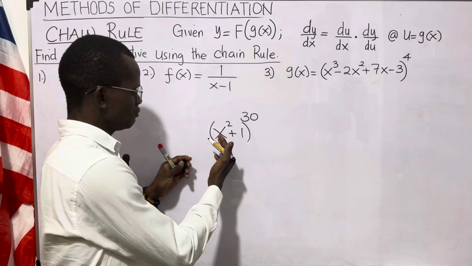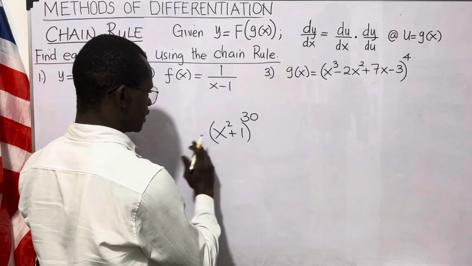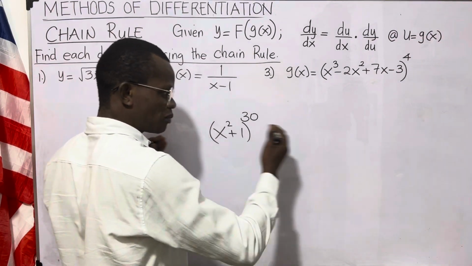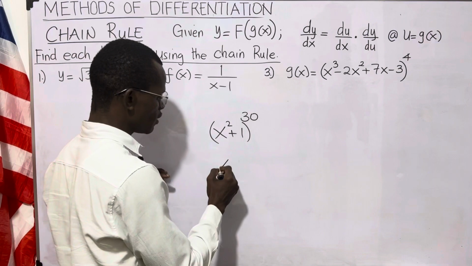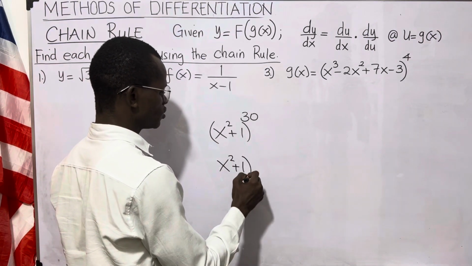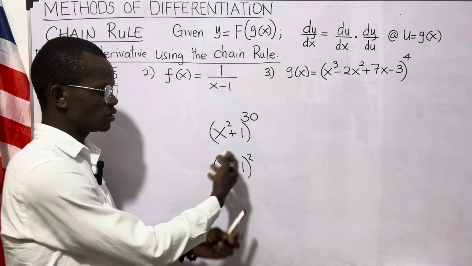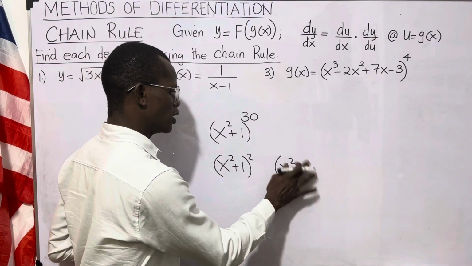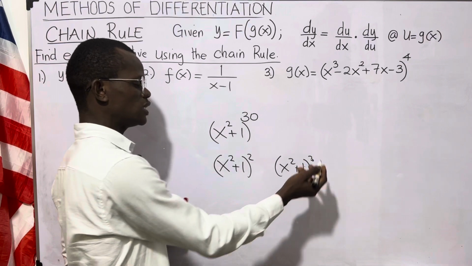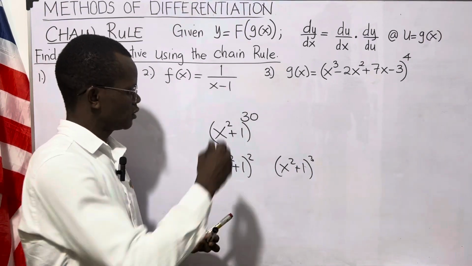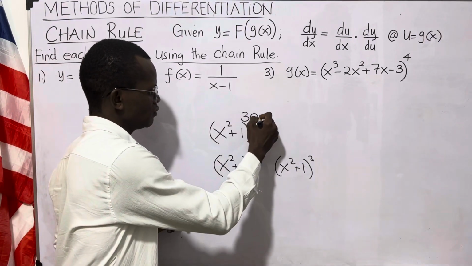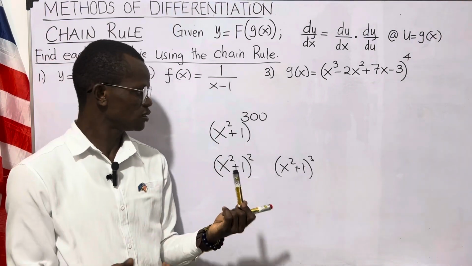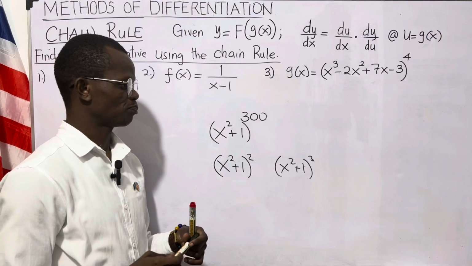We cannot just be expanding this thing, x squared plus 1 times x squared plus 1 times x squared plus 1, multiplying all of them like we would do if we have x squared plus 1 raised to the second power. For these ones, these are easy. Even if it was the third power or the fourth power, it will be easier for us. But when you have maybe 300, 100, 1000, then you can apply the chain rule.